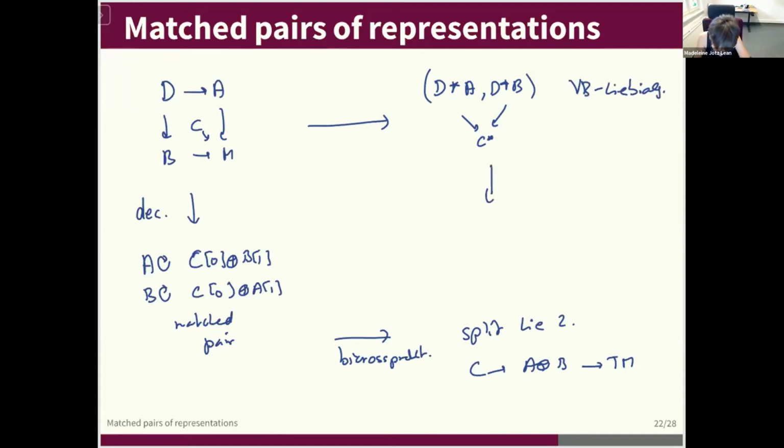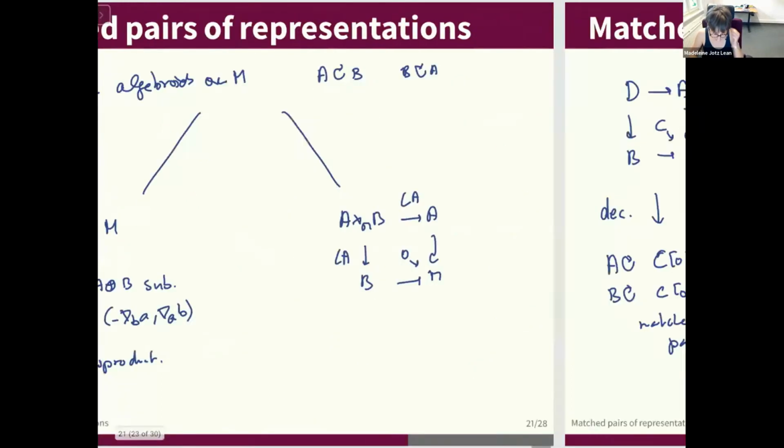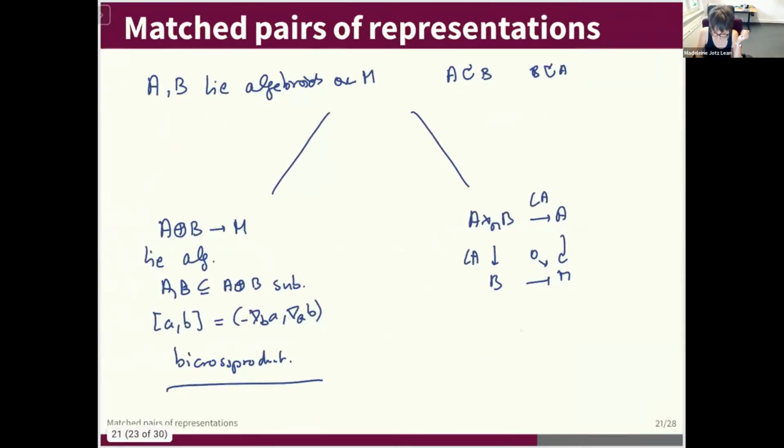And a VB Lie bi-algebroid is the same as a VB-Courant algebroid. So over C star, over A plus B, over M, VB-Courant. And then in the decomposition, it's just the same as the split Lie2 algebroid. And when we look back, that was a split Lie2 algebroid, and that was just the VB-Courant algebroid when you've understood it in the right way.